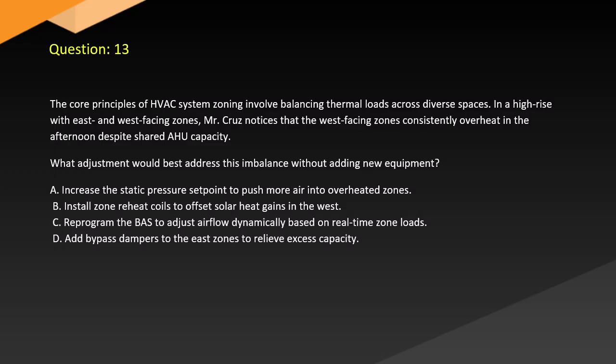A. Increase the static pressure set point to push more air into overheated zones. B. Install zone reheat coils to offset solar heat gains in the west. C. Reprogram the BAS to adjust airflow dynamically based on real-time zoned loads. D. Add bypass dampers to the east zones to relieve excess capacity.